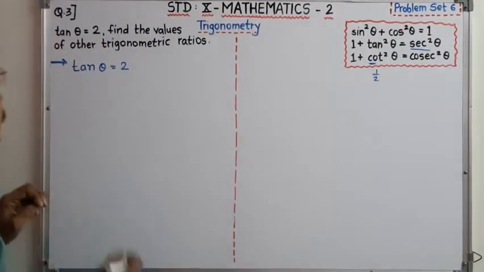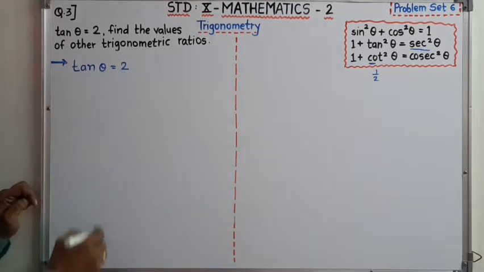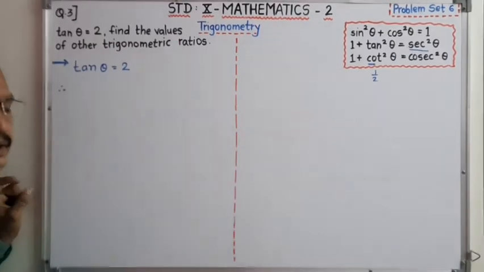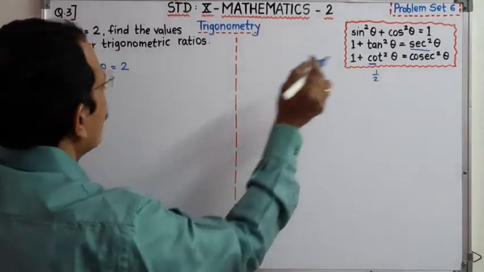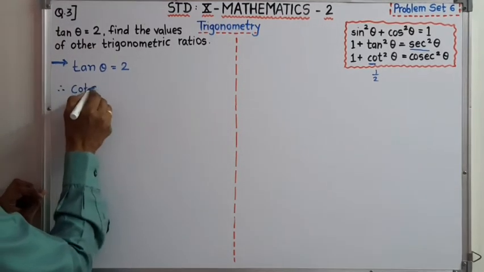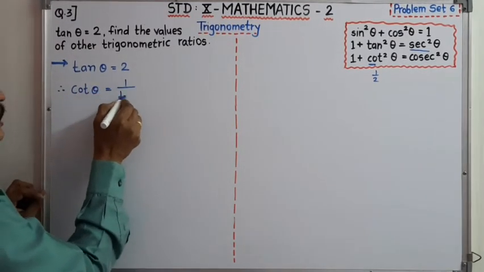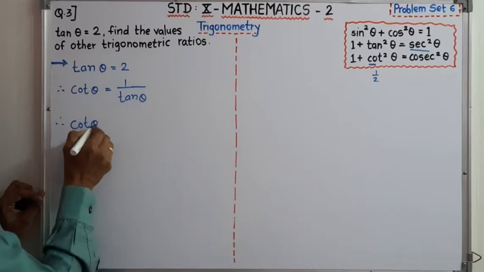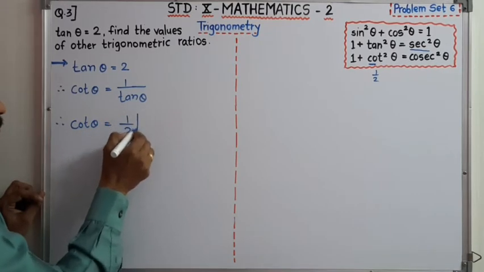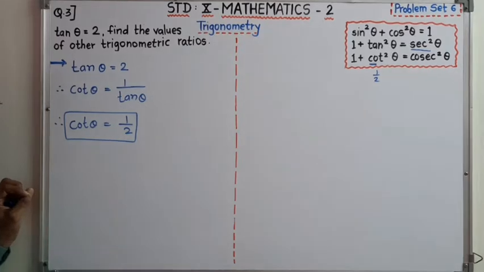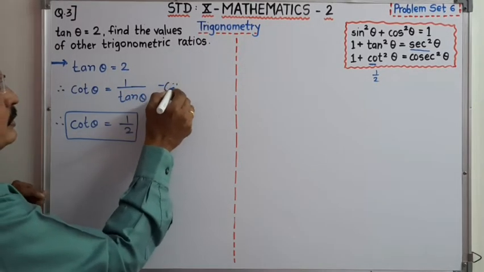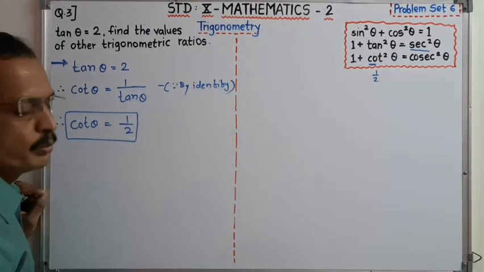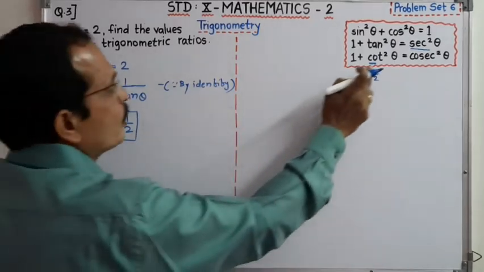We can use many alternate identities. Now see, here tan theta is equal to 2. Therefore, see dear student, if we get cot theta very easily, then it is simple. We know that cot theta is equal to 1 upon tan theta. Therefore, cot theta is equal to 1 upon 2. Isn't it? By using this trigonometric identity.